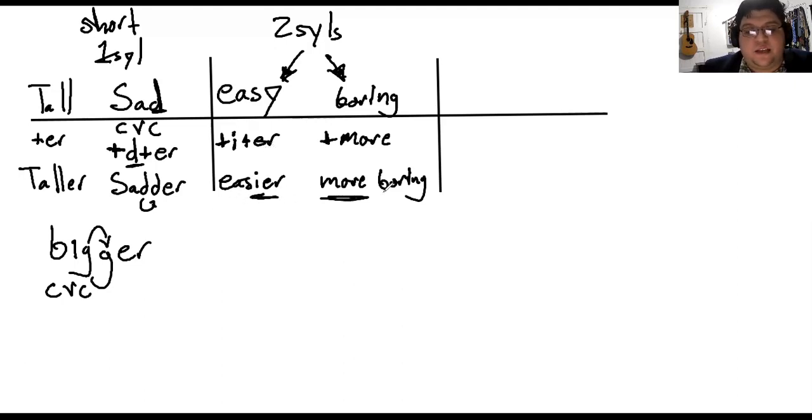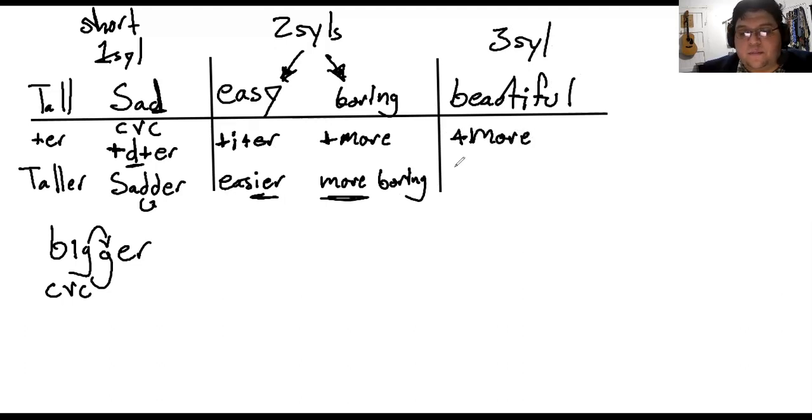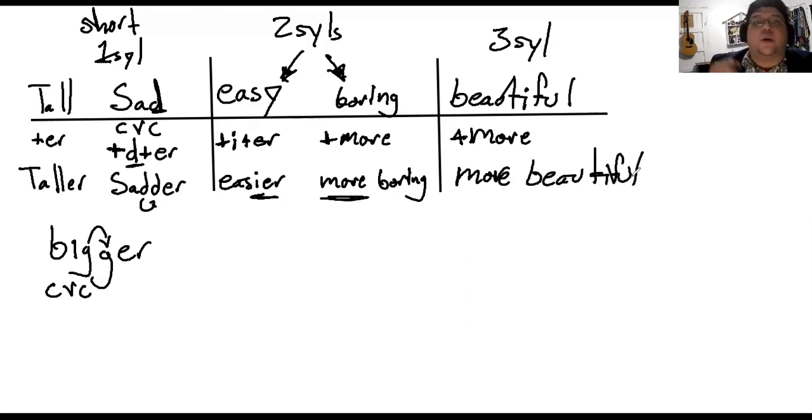Okay? Easier, more boring. And the last but not least, if the word is long, in other words, three syllables or more, you're just going to add more and put something like this: more beautiful. And there you go. That is how you're going to describe it, and that is how you can compare in the end.